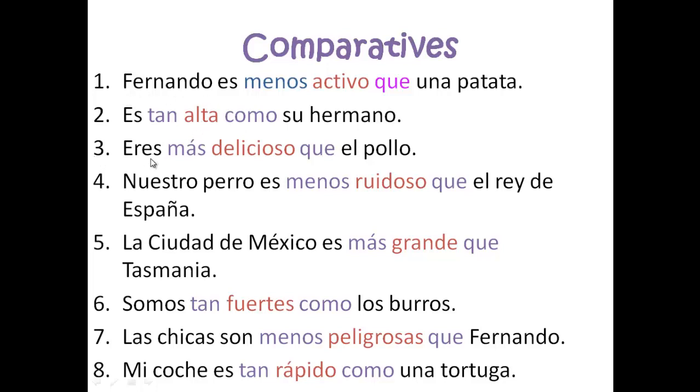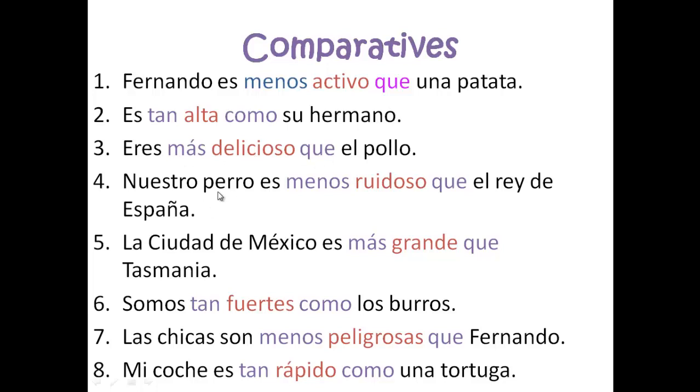Next one, you are tastier than chicken. I don't know why I thought of that one. So you'd say, eres más delicioso. Now in this one, because it wasn't specified if the you was feminine or masculine, you could have deliciosa. That would be okay. I went delicioso, but deliciosa is fine. What wouldn't be fine is deliciosos or deliciosas, because obviously it's you singular, so you don't need the S, the pluralization of that adjective. Que el pollo. So you are tastier than chicken. So more tasty than chicken.